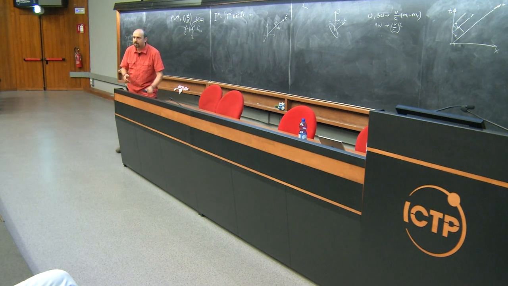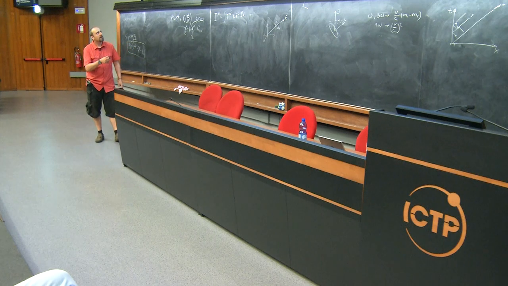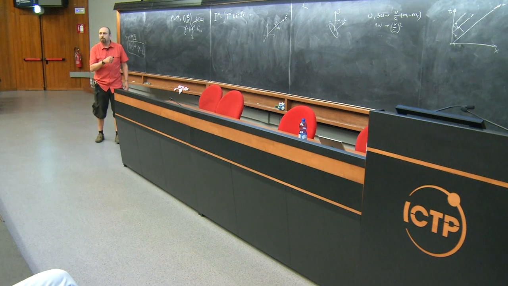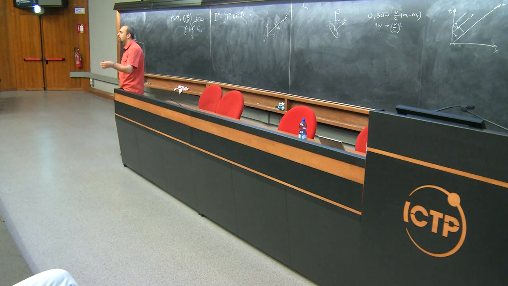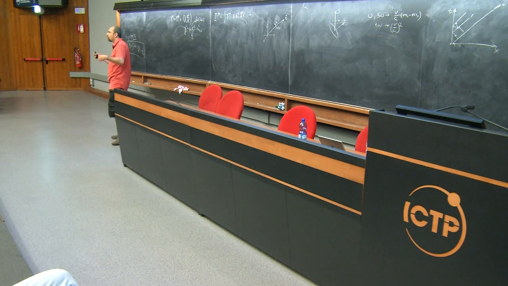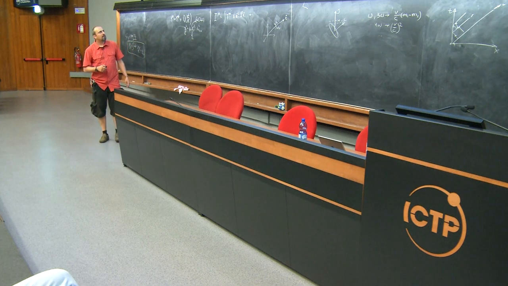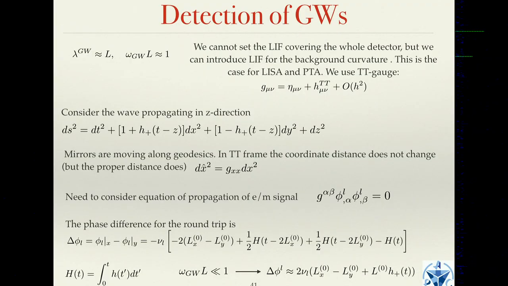But not the proper distance. The proper distance which is written here does change. So it contains g_xx, which is not one. So your proper distance does change, but the coordinate distance between two bodies does not change. What does it mean? It means that you need to properly solve the equation of propagation for your laser light. And that's basically an equation which tells us that your laser, your photon, is a massless particle. It's moving along a null direction. You can integrate it because the form of the metric is quite simple.